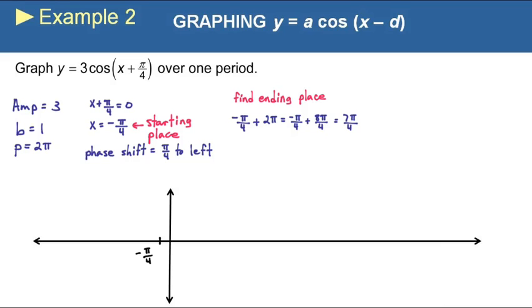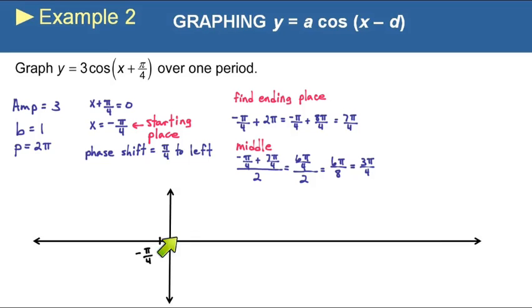I'm going to have to start by finding the middle. So remember, we did this in the last lesson. To find the middle of a cycle, we take the starting place plus the ending place and divide by 2. So negative pi over 4 plus 7 pi over 4 divided by 2. So in other words, we are averaging the start and the end. So negative pi over 4 plus 7 pi over 4 is 6 pi over 4 over 2. Now, divided by 4 divided by 2 really just means divided by 8. So 6 pi over 8 simplifies to 3 pi over 4. So I know the middle now is 3 pi over 4.